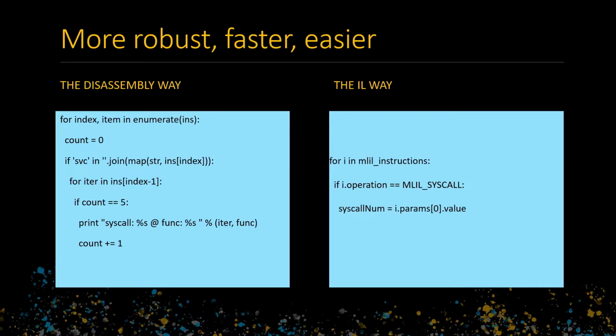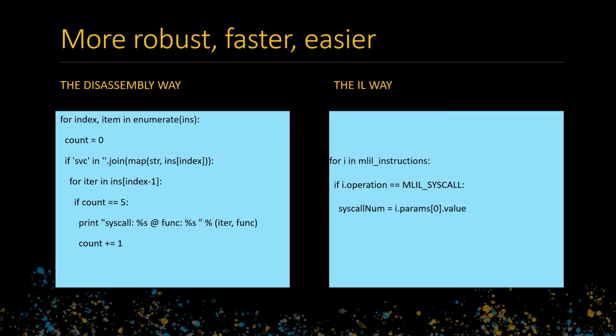So this is an example of why we would want to use these intermediate languages. When we first released Binary Ninja, we had a friend who said, okay, I'm going to write a simple script using your API. We're going to iterate through and find all of the system call instructions and figure out what the system call parameter is, so we can then know what APIs this is calling.